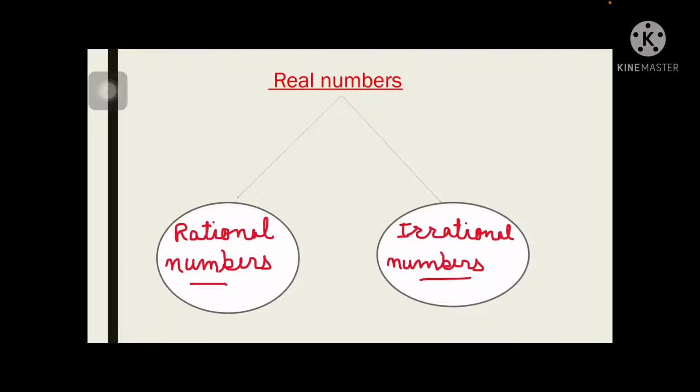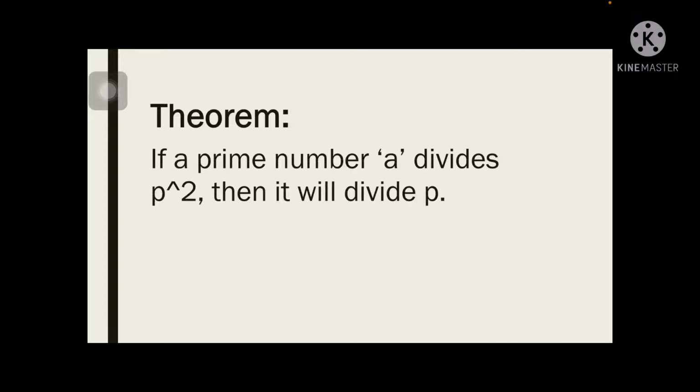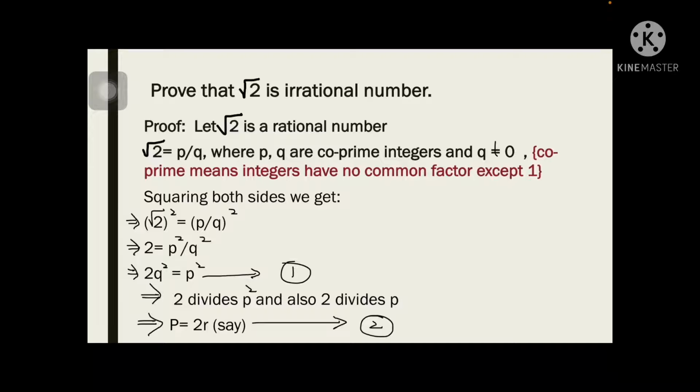Students, all of you know that real numbers are formed by combining rational numbers and irrational numbers. So today we will study real numbers, especially irrational numbers. Before this, we have this result: if a prime number a divides b square, then it will divide b. We will use this result to prove today's topic.